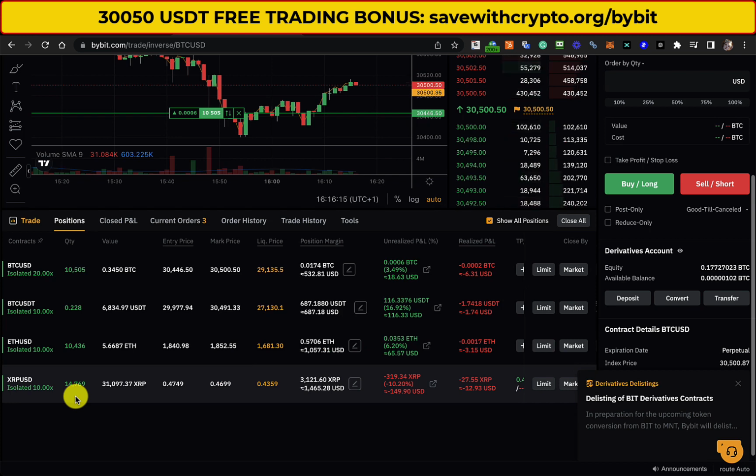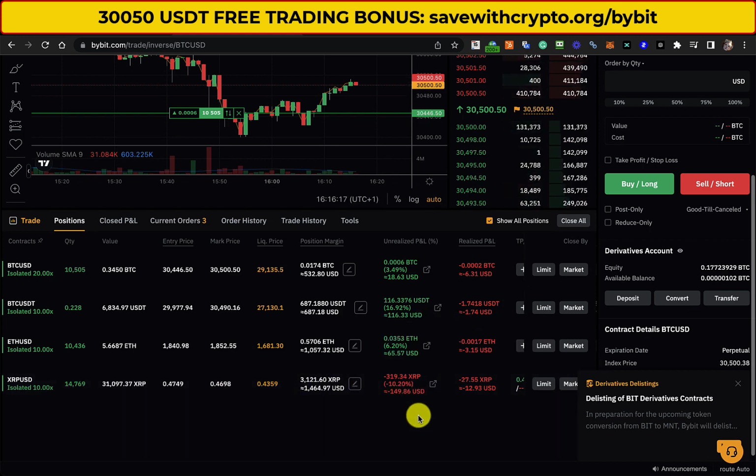I'm in a leverage trade, actually underwater at the moment, but if I was to close that now, I would have 10% less XRP, so I'm not going to. Now, these have their advantages and disadvantages.